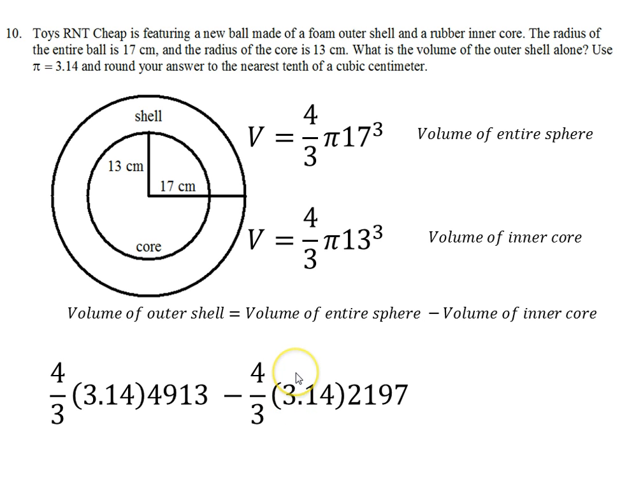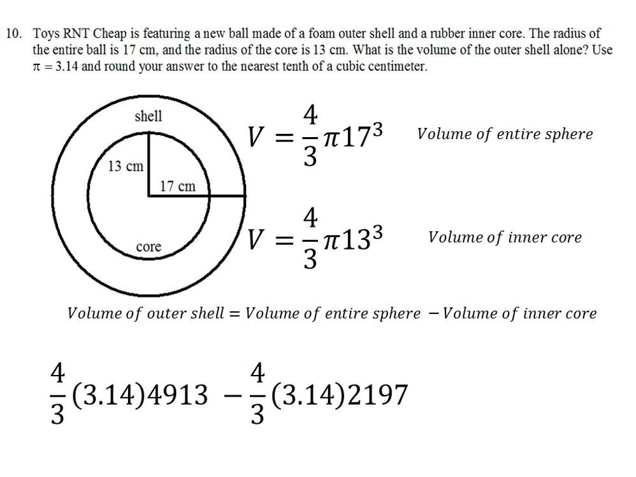Once I do this evaluation, once I do 4,913 times 3.14 times 4 divided by 3, I get a value for that. It's about 20,000 or something. Do the same thing over here. 2,197 times the 3.14 times the 4 divided by 3. I get some value for that. It's about 9,000 something. I'm not sure exactly what that is. You can check all that stuff with the calculator.